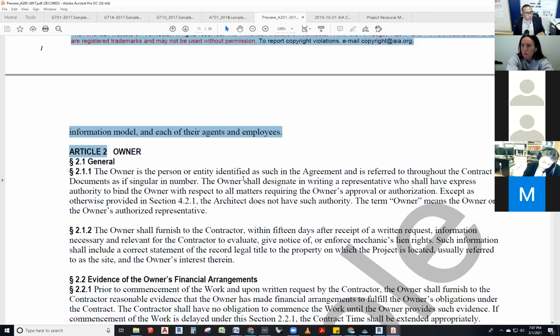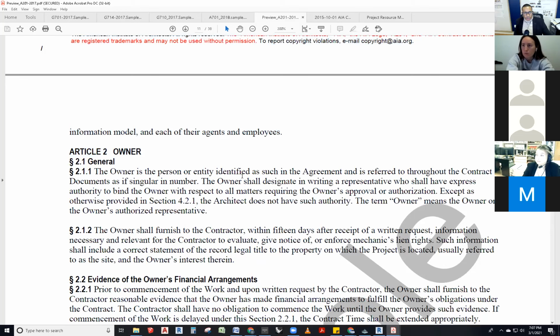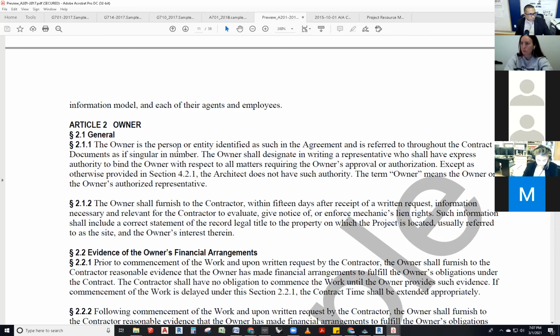Then we're going to go to Article 2. By the way, I don't think we're going to go beyond Article 2 today. I think we're going to get from Article 2 to Article 3, and then we're going to continue tomorrow on Article 3. Just giving you a heads up.